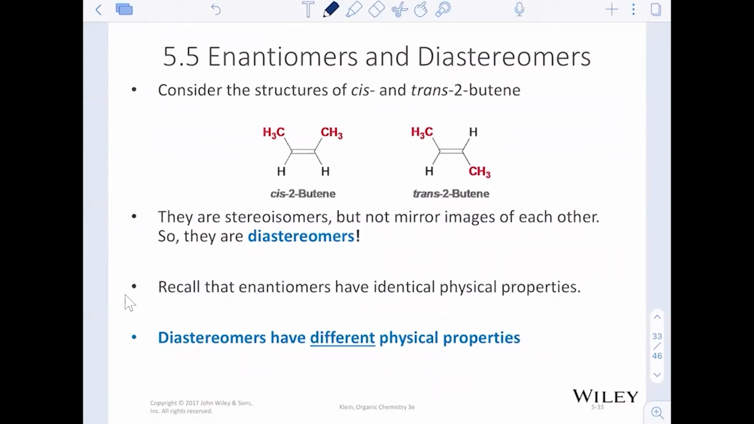They're not mirror images. There's no way you could rotate them or find out that they're mirror images. They are non-superimposable though, right? Their connectivity is the same, but their orientation of those connections is different. Diastereomers have different physical properties. Cis-butene is more reactive than trans-butene. Trans-butene is more stable because those big groups are on opposite sides of each other.